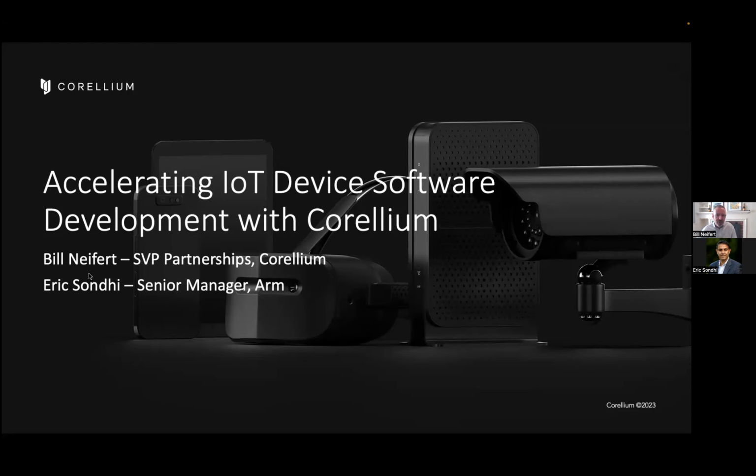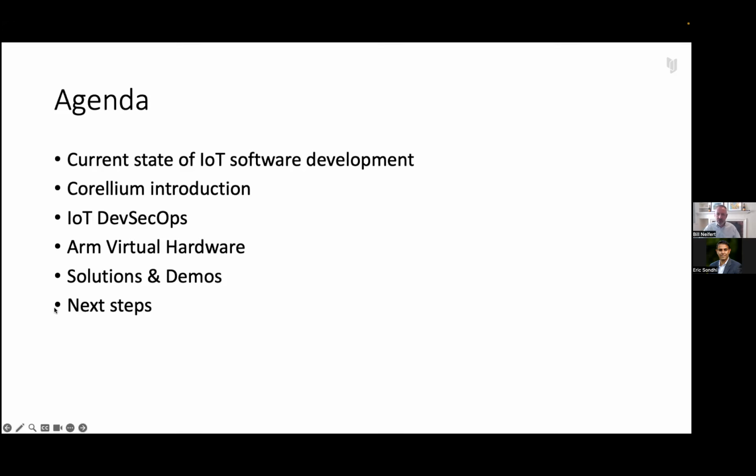So we're here today to talk about accelerating IoT device software with Corellium. And here's the rough agenda of what we go through. I'll talk a bit about the state of IoT software development, how things are being done today. Talk a bit about the Corellium technology and basically how we're enabling DevSecOps in here for IoT. And then I'll hand over to ARM, and Eric will talk about ARM virtual hardware, which is how a lot of our IoT solutions are coming to market. Eric's going to talk a lot about some great use cases and give some cool solutions and demos in here, and then we'll lay out next steps and answer questions.